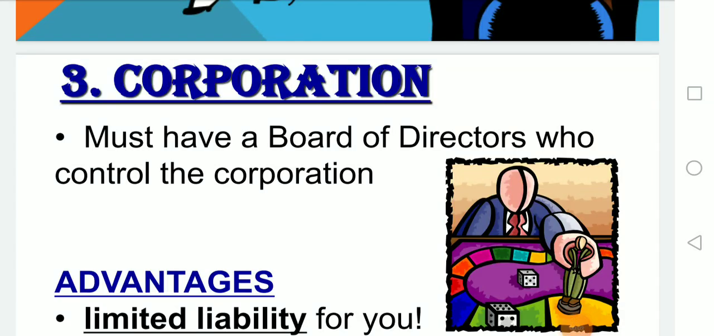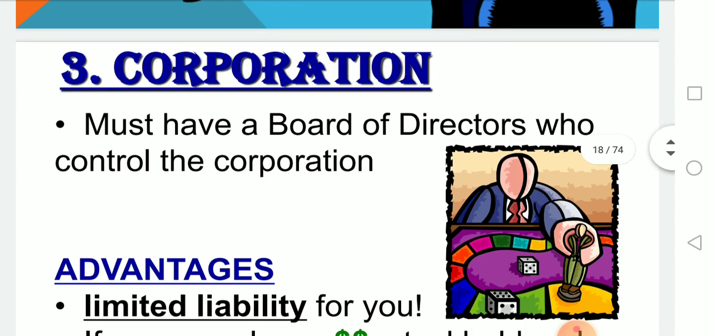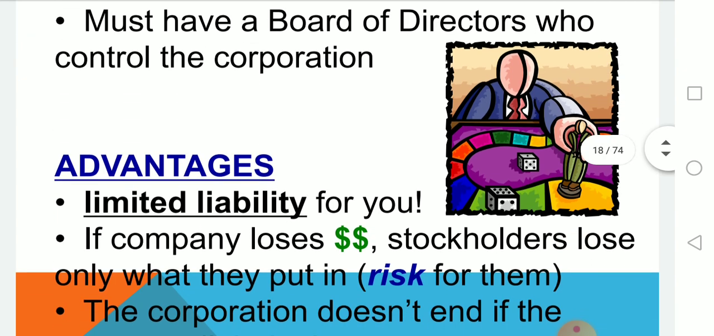I hope you're fine. Let's have part 2 of section 1 where we were talking about business ownership. So the third kind of business ownership we have here is the corporation. A corporation must have a board of directors, more than one director, who control the corporation.